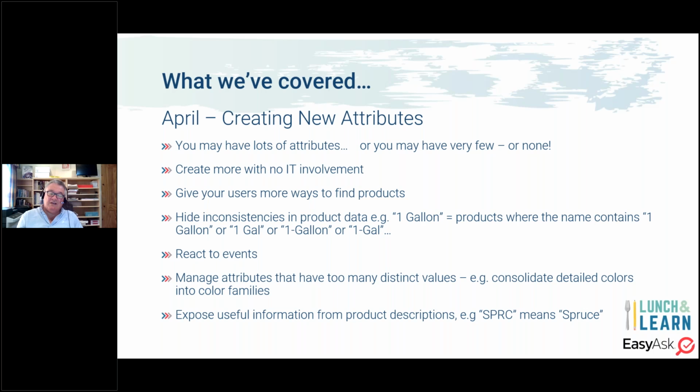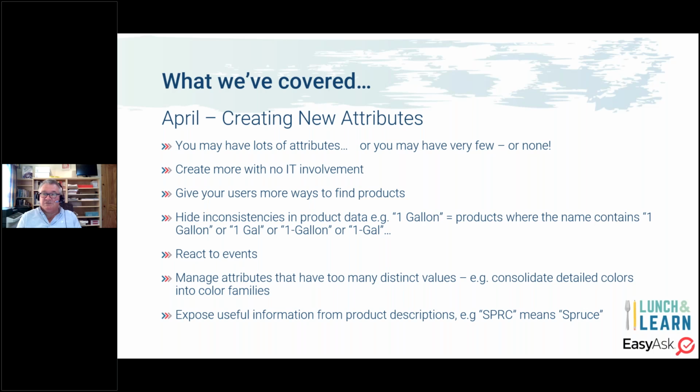If you've got attributes with too many distinct values, then you can use attributes to consolidate those into kind of family groupings. So for example, defining red as meaning red or pink or cerise or burgundy, etc. If you've got a lot of names that really all mean one thing, you can use attributes to get around that. And you can also use it to expose really useful information from your product descriptions.